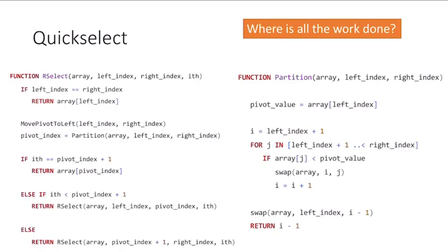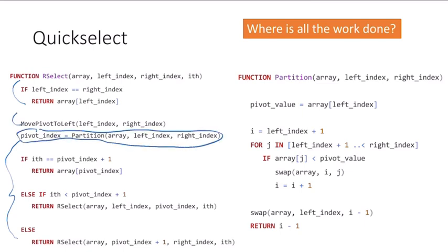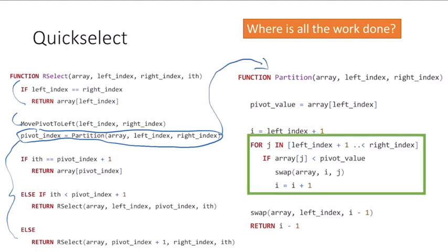So again, here's our code for randomized selection or quick select, depending on how you want to name it. Where is all the work done? Well, we've got a constant amount of work here, and essentially a constant amount of work to have these function calls here. Move pivot to the left should be a constant amount of work, so that leaves partition. So most of our work is done inside partition. Specifically, where's all the work done in partition? Almost all the work is done in this for loop again.